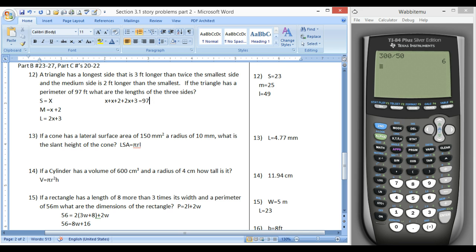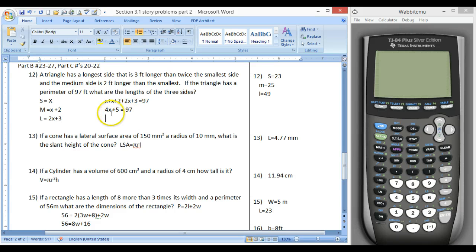What are the lengths of the 3 sides? Well, the first thing we need to do is solve this equation for x. I have x plus x plus 2x. So down here, x plus x is 2x plus another 2x gives me 4x. Now let's continue. I can combine like terms of 2 and 3, so I have 4x and add 5. That equals 97. And it looks very similar to the very first kind of problems we worked with.